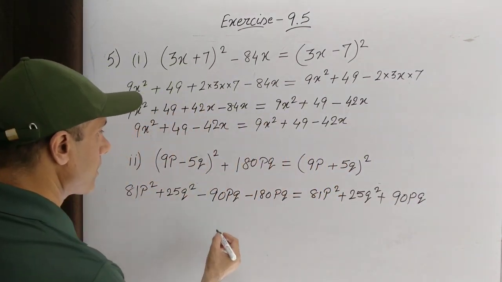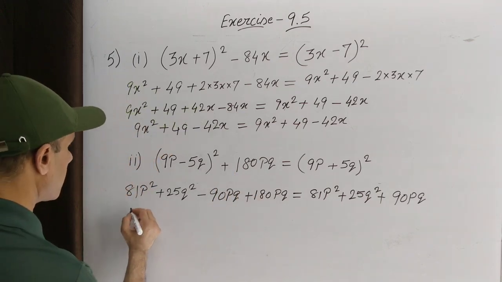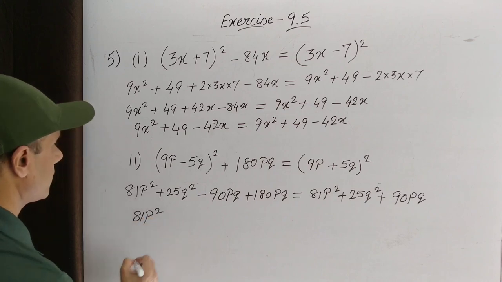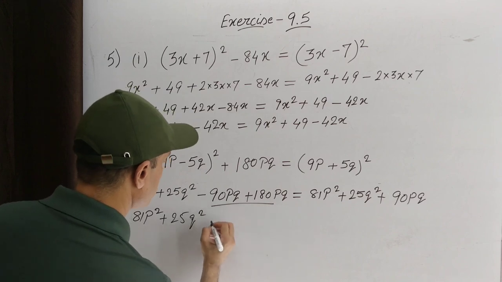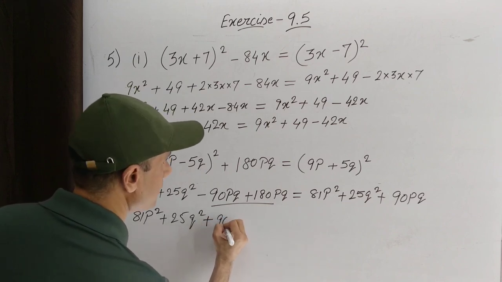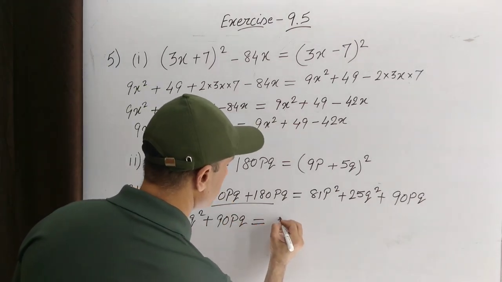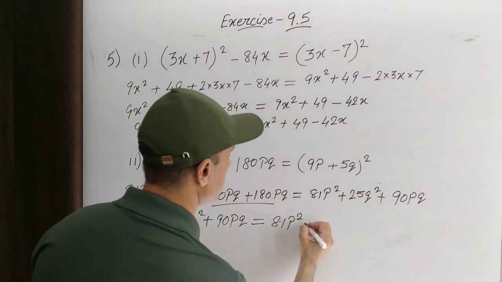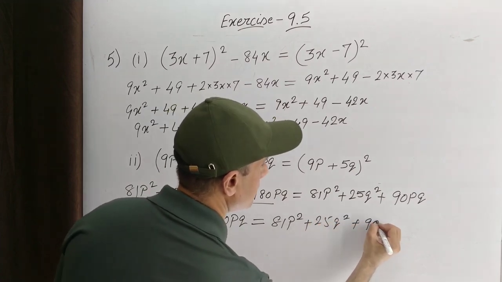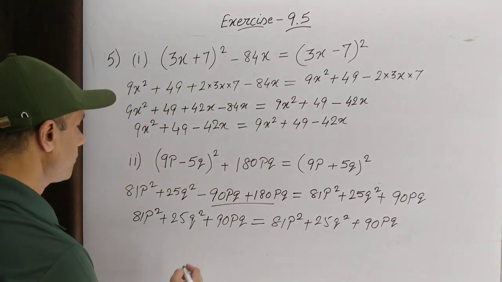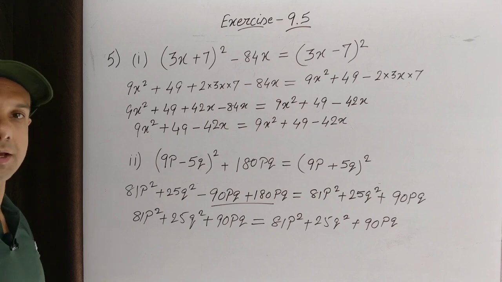So we have 81 b square plus 25 q square, this is plus 90 pq, 180 minus 90, and this is equal to 81 p square plus 25 q square plus 90 pq. So we have proven that left hand side is equal to right hand side. Clear?